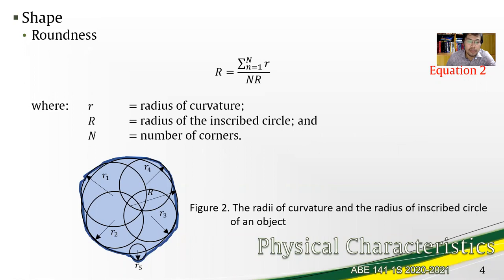Another version of the roundness equation takes into consideration the radii of all curvatures of the projected area of the object, and this is divided by the radius of the inscribed circle. So equation 2 sums up the radii of all available curvatures of the object, and divides by the product of the total number of the curvatures multiplied by the radius of the inscribed circle. So before it was circumscribed, now it's inscribed. So this time the circle is inside the object. Figure 2 should show the schematic of this formula.